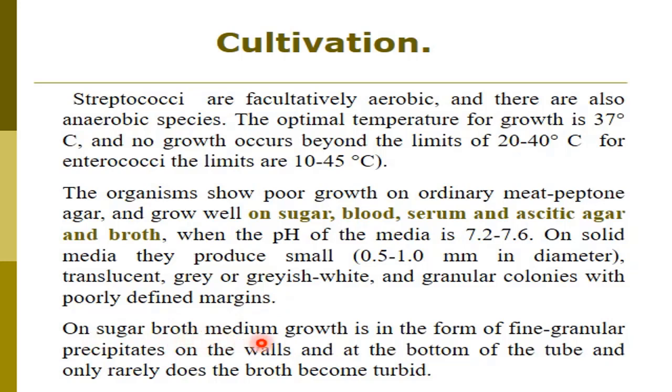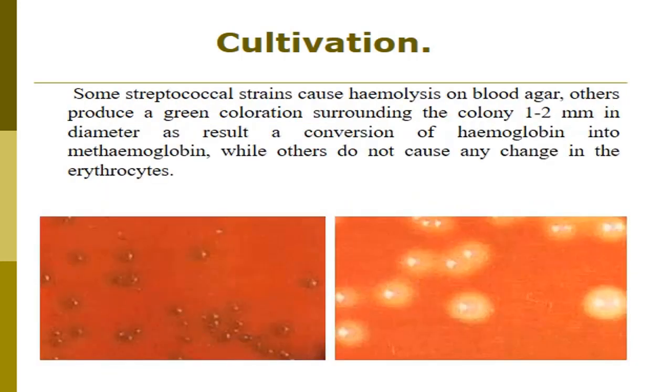On sugar broth media, the growth is formed of fine granular precipitates on the walls and at the bottom of the tubes, and only rarely does the broth become turbid. Thus, when we look at the broth in the case of a blood culture, we can suspect the type of microorganism according to the appearance of the solutions, for example cotton balls or precipitate.